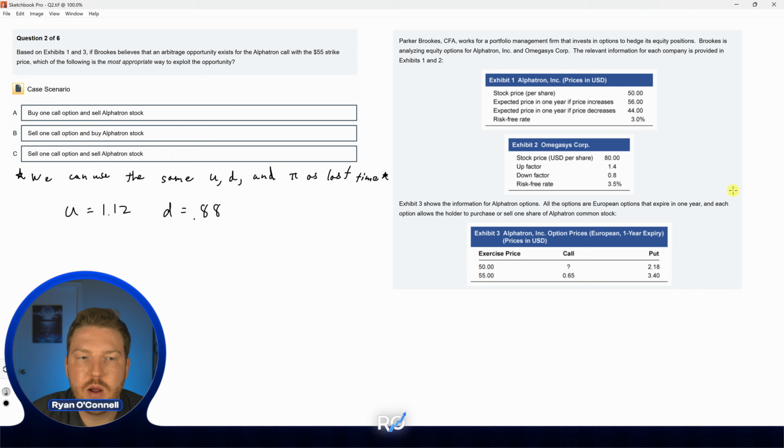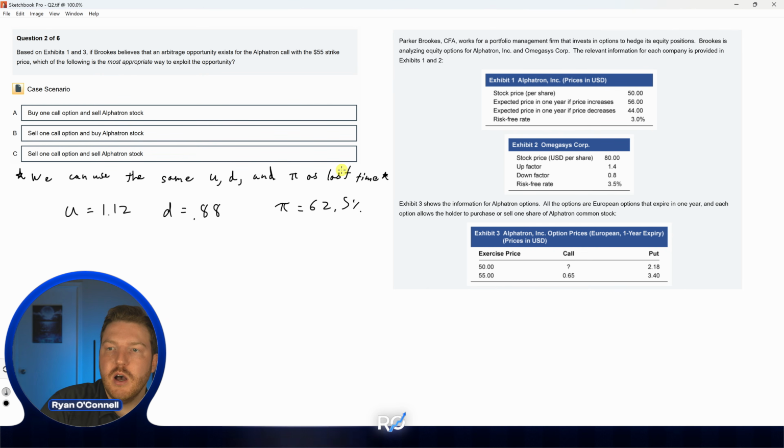And then we had the probability of the up and down movement. So we found that the probability of the up movement was 62.5%. And because none of this stuff changed, we still have this stock price, we still have this expected price in 1 year, we still have this expected price decline in 1 year, all the same stuff, we can use all these same values, same risk-free rate. So let's get back to this question.